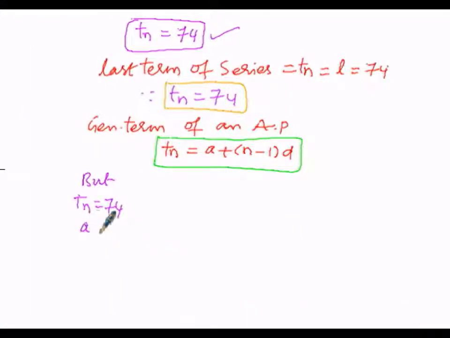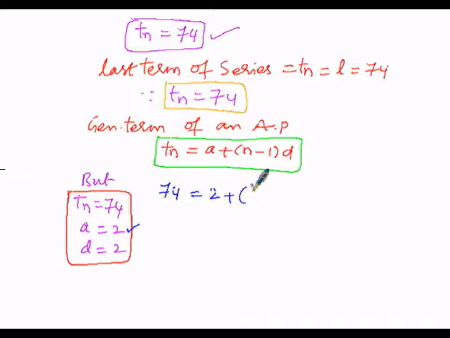So here A equals 2 and D is also 2. Let us replace these values in Tn, the general term. So here Tn is 74, equals A which is 2, plus n, which is unknown. Let us find out n, that is, the number of even numbers between 1 and 75. Here the D value is again 2.